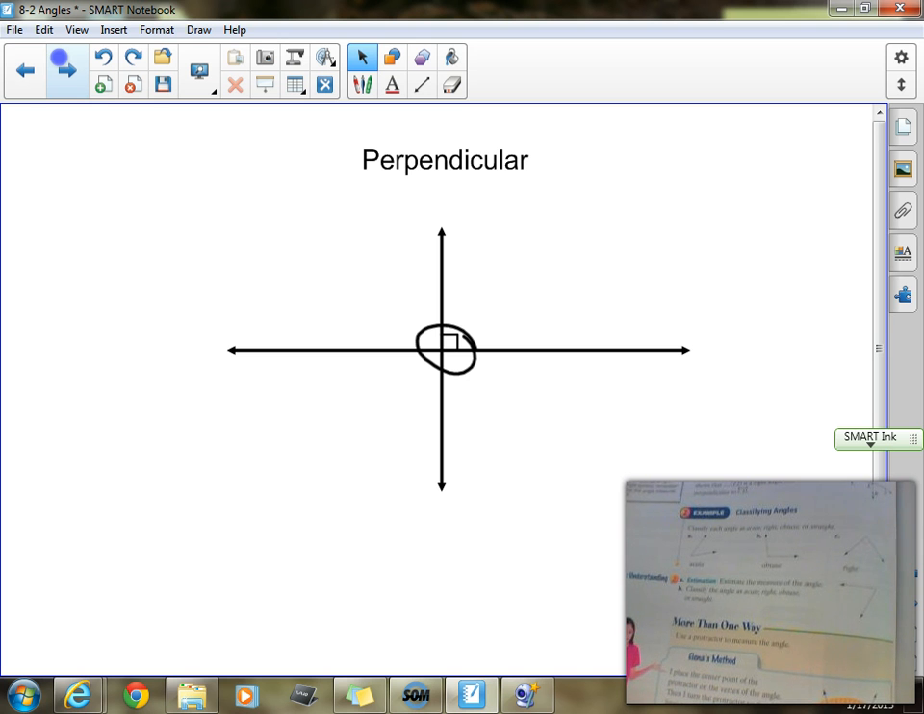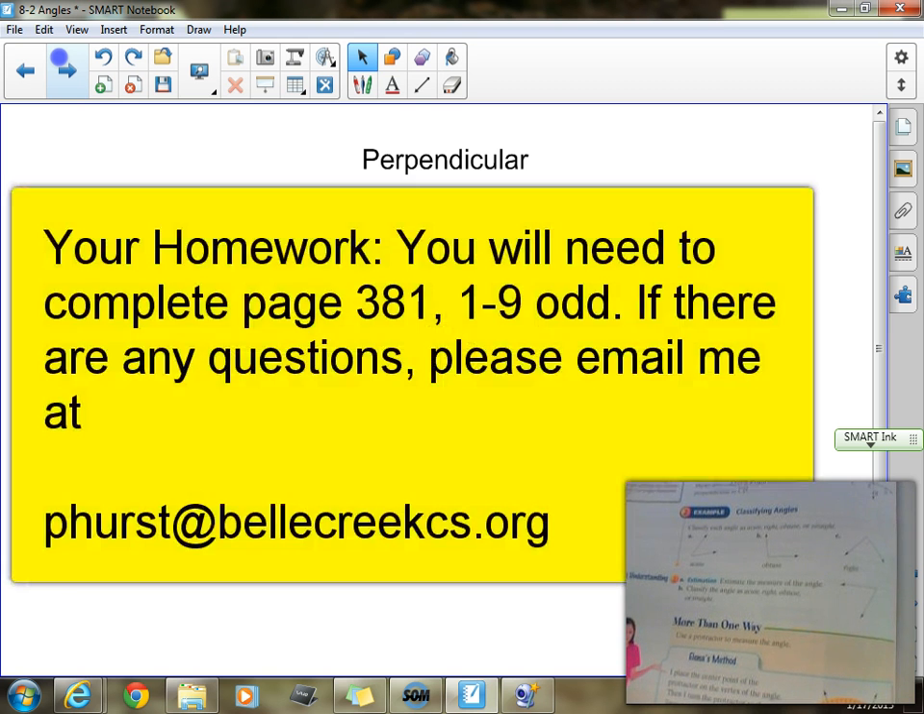We're going to be putting this into practice a little bit later, specifically tomorrow in class. I will show you tomorrow in class how to use a protractor to actually make angles. That's questions 10 through 15. We'll talk about that tomorrow. But right now, you just need to make sure you know how to measure angles. All right, so tonight, your homework is going to be page 381, 1 through 9 odd. Once again, page 381, 1 through 9 odd.